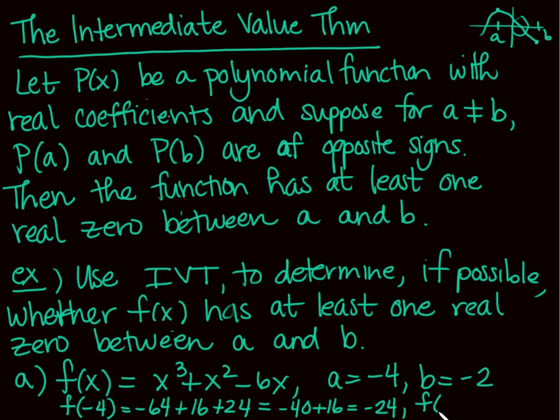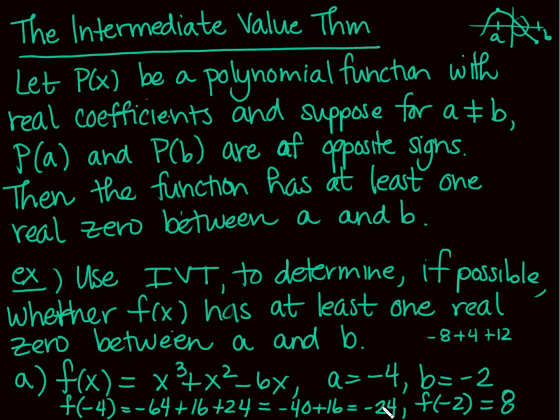Let's find f of -2. That gives me -8, -2 squared is +4, and -2 times -6 is +12. So I have -8 plus 4 is -4, plus 12 is +8.